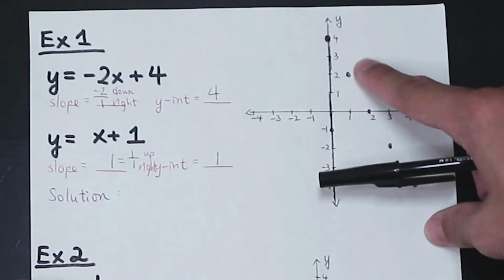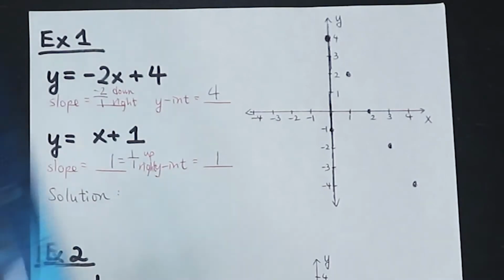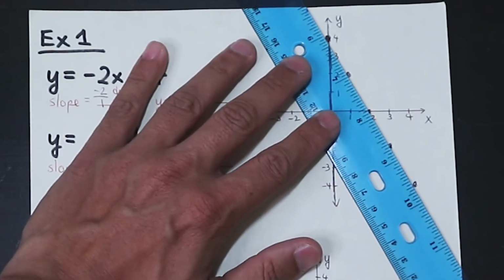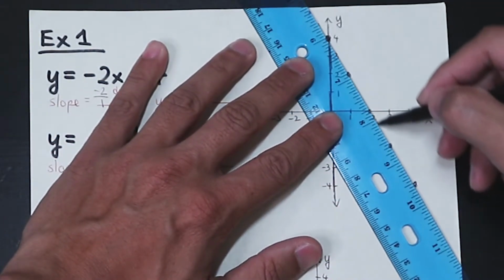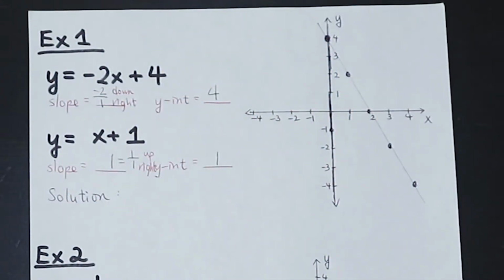So once you plot these 5 dots, I want you to connect them very briefly. You don't have to draw too deep into it. Just like this, right? So that you know that you graphed the first line.